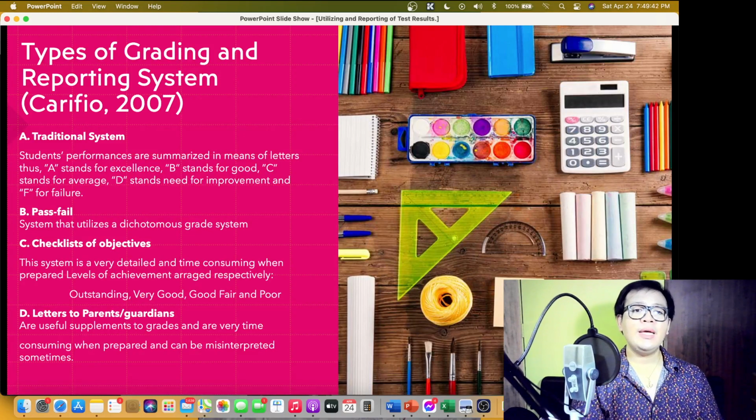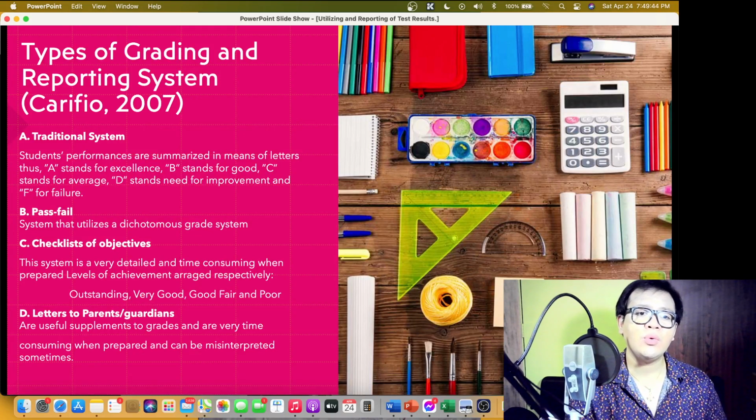So, types of grading and reporting systems according to Carifio 2007: the traditional system. Students' performance is summarized by means of letters. A stands for excellence, B stands for good, C for average, D for needs improvement, and F for failure.